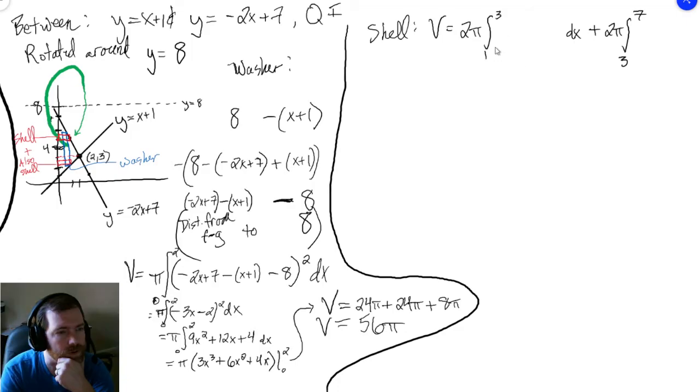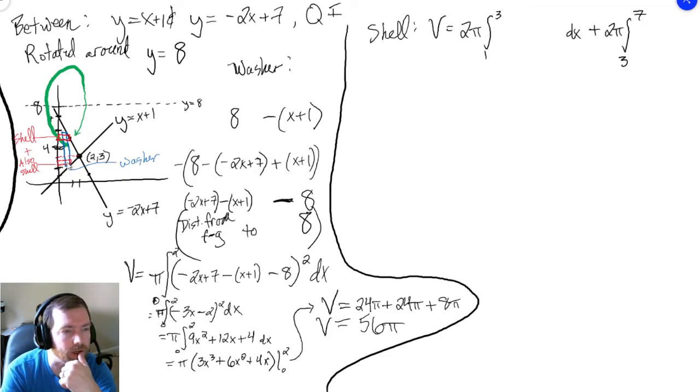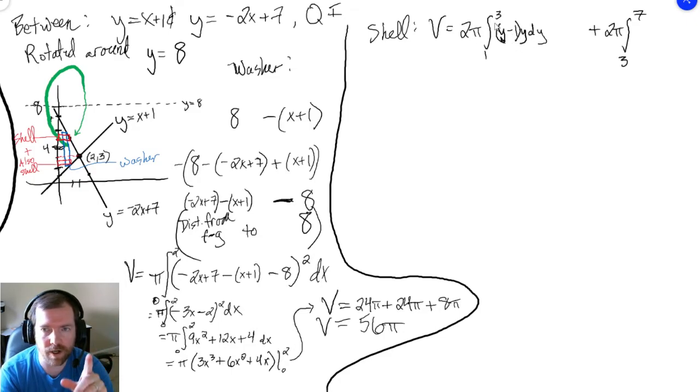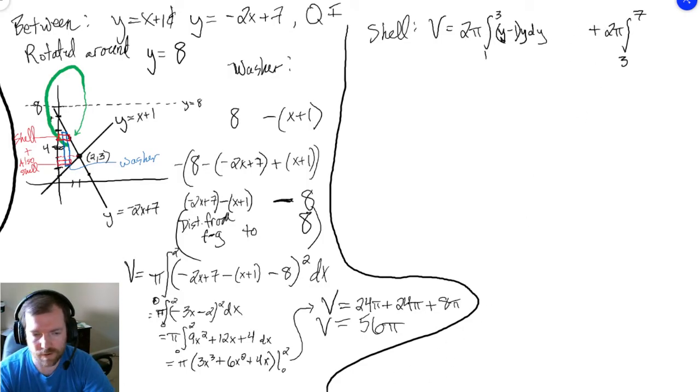This one is going to be in the y direction from 1 to 3. We end up with the inverse of this particular function is y minus 1. dy, not dx. I should know better. And then also we have to multiply by y. Right, 2 pi y times f of y dy. Right, plus this thing, let's move that over.